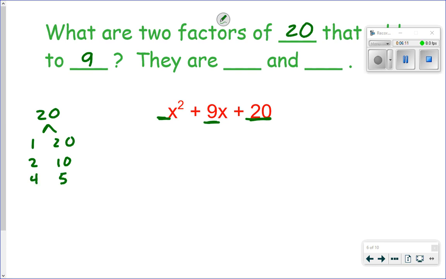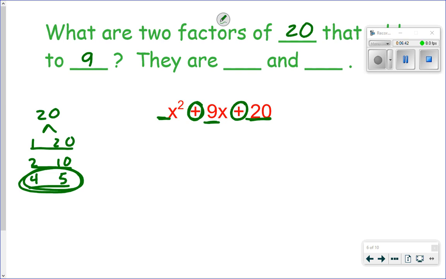Okay, I know I need positive 20 because there's a positive sign here, and I also need positive 9. So I know that one of these combinations has got to work, because I don't want to involve negative signs, because both of those are positive. Step 5 says figure out which pair of factors add to get the number in blank 2. So do any of these combinations add and give me 9? Yes, 4 and 5. So I'm going to circle that.